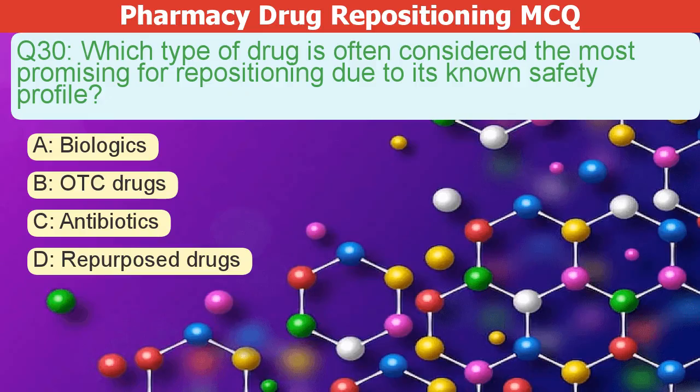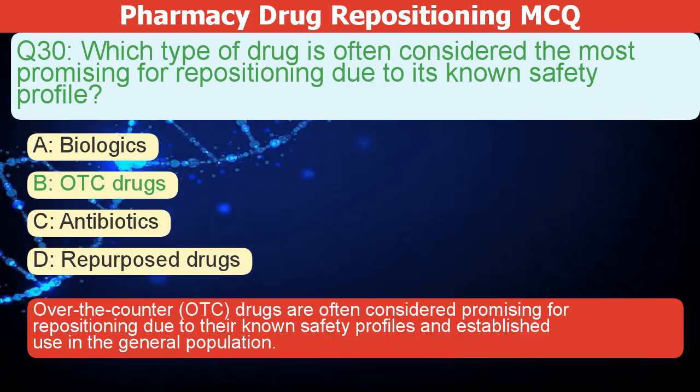Which type of drug is often considered the most promising for repositioning due to its known safety profile? A. Biologics. B. OTC drugs. C. Antibiotics. D. Repurposed drugs. The correct answer is B. Over-the-counter drugs, or OTC drugs, are often considered promising for repositioning due to their known safety profiles and established use in the general population.